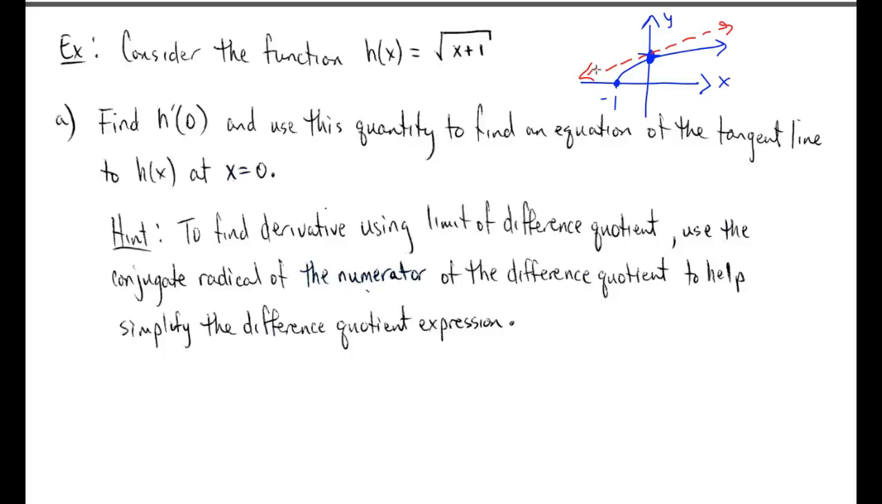Now, since we're dealing with a square root function, notice here that the hint that's given to us tells us that we want to use what's called the conjugate radical, of the numerator of whatever the difference quotient is going to end up being, to be able to help us rearrange what that difference quotient is going to look like so that we can actually work with it within a limit. So to get a better idea of what that actually looks like, we're going to go ahead and actually set everything up. And then from that point, you'll kind of see where we need to use the conjugate radical.